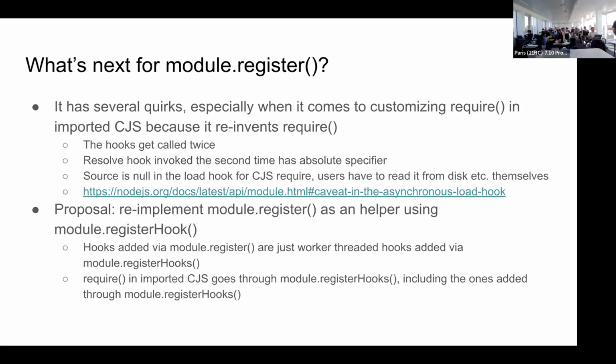I think the difference here is that using every sync would basically mean that each different set of hooks that gets registered would be a different thread, whereas the current module register has one loader thread that's off thread, which all of the hooks share if you register multiple things. So I don't know if it would be perfectly compatible. We don't need to do that.